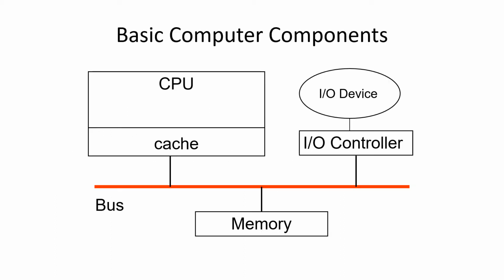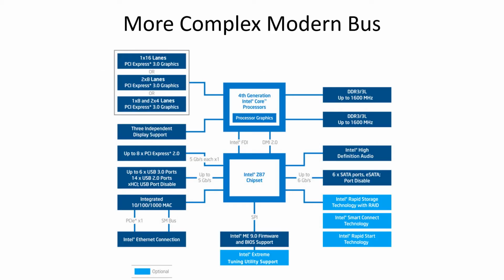In our basic computer diagram, the bus is that parallel line along the bottom that connects the CPU, the memory, and the I/O controllers. Typically, there's many I/O controllers, but I only showed one in the diagram. Real buses are a lot more complex. Here's a picture from Intel in the description of the Z87 chipset that controls the bus. You can see there's all sorts of interfaces to the bus.